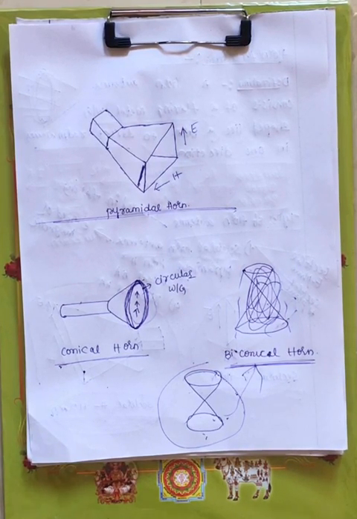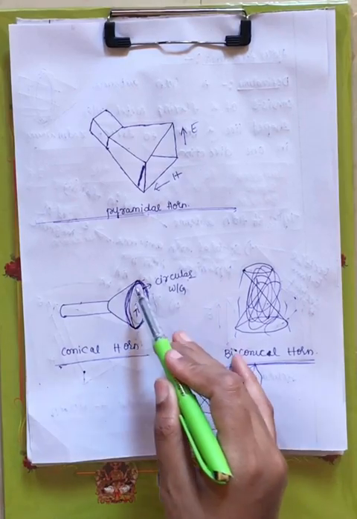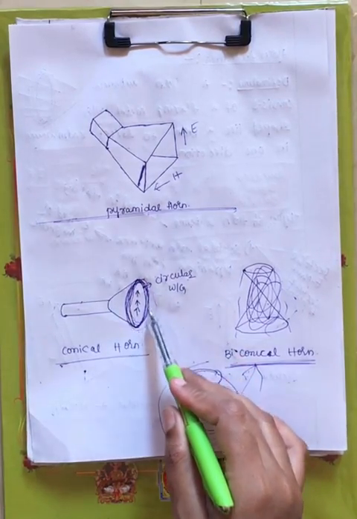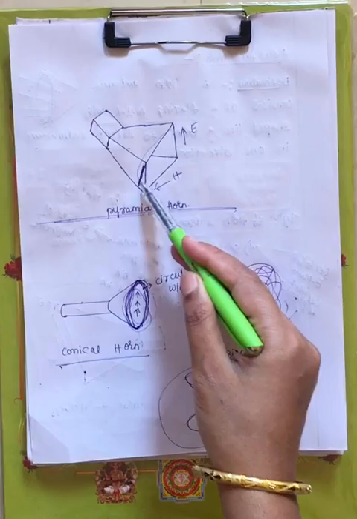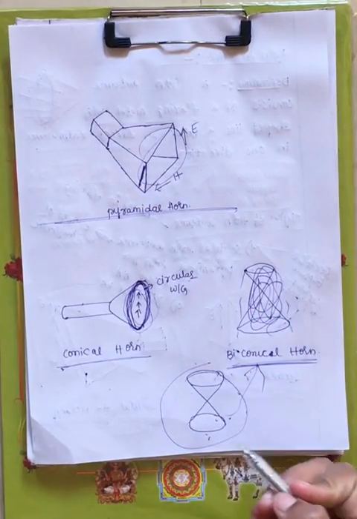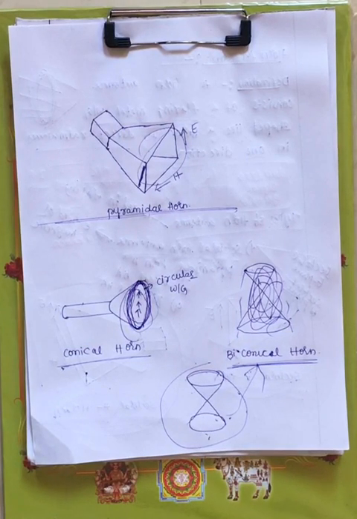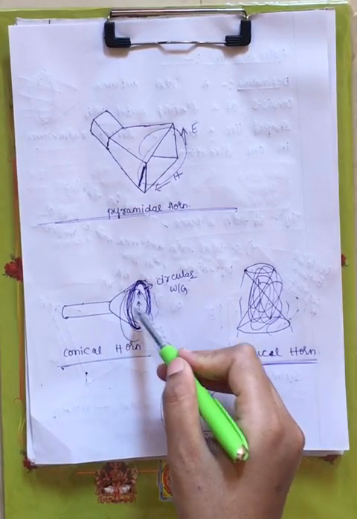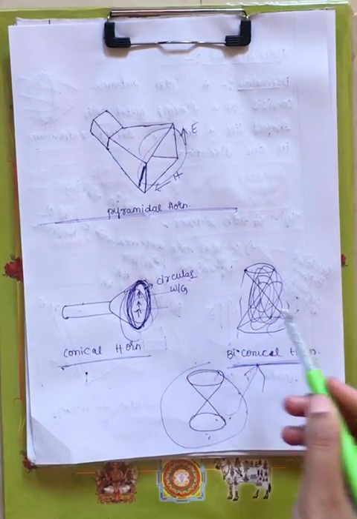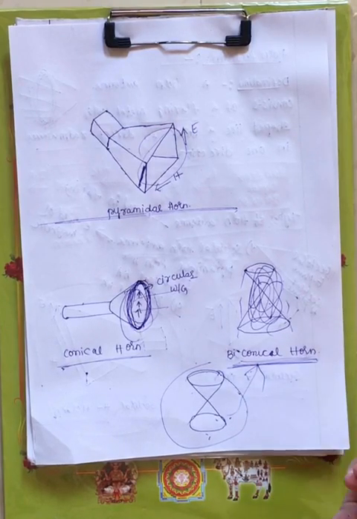Now coming to the third type, conical horn. Here flaring is done for the walls of the circular waveguide. See, the previous one contains a rectangular waveguide, but here it contains a circular waveguide. Now here the flaring is done for the walls of the circular waveguide, and it can radiate waves in one particular direction.